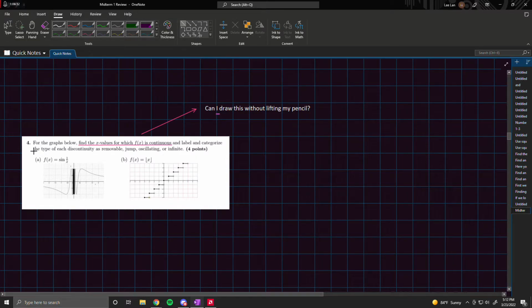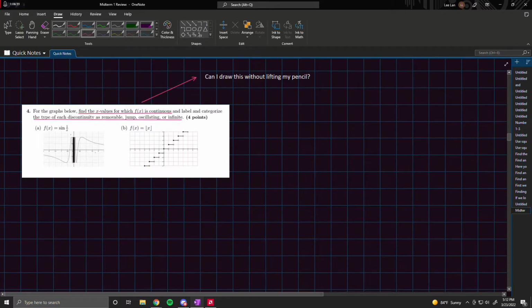So categorize the type as these. So let's look at the first one. I guess the easy one is to label and categorize the type of each discontinuity first, and then we can look at which specific x values it is discontinuous or continuous at. So let's see. If we look at this one, what's the type of discontinuity?